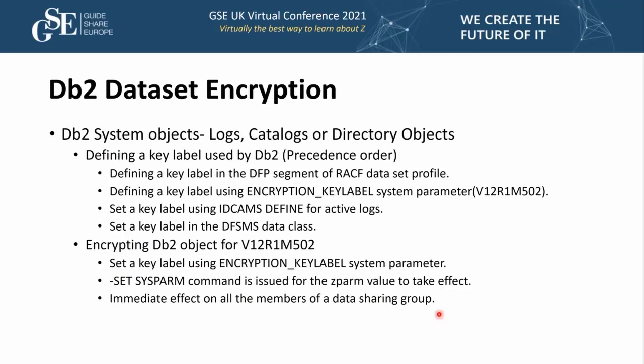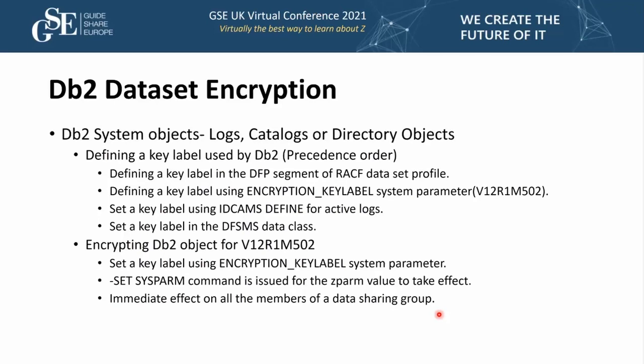You can define a key label in the following precedence order. You can define a key label in the data facility product segment of the RACF dataset profile. You can define a key label using the encryption key label system parameter that was introduced with function level 502 with version 12. You can set a key label using IDCAMS DEFINE for active logs, or you can set a key label in the DFSMS data class.